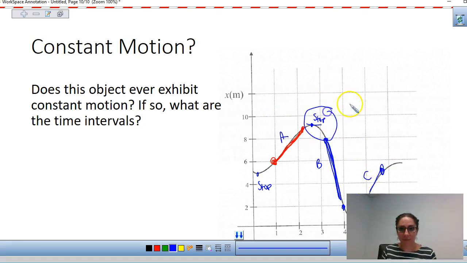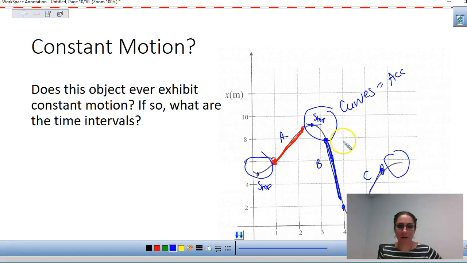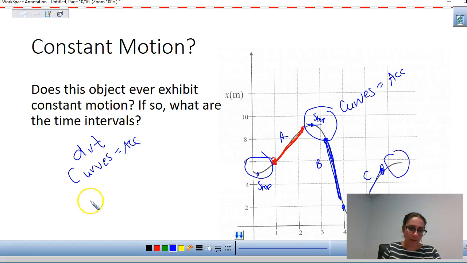The curves, which I didn't really talk about, always are your accelerated motion. I'm going to go into that in more detail in our next class, but here, these curves will represent acceleration. So curves are acceleration, straight lines are constant motion on a distance versus time graph. So very specific. Curves equal acceleration, straight lines equal constant motion.